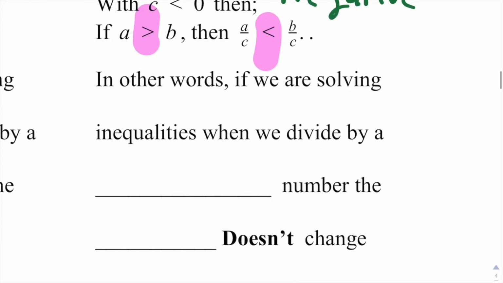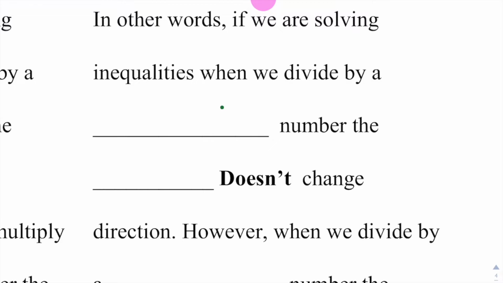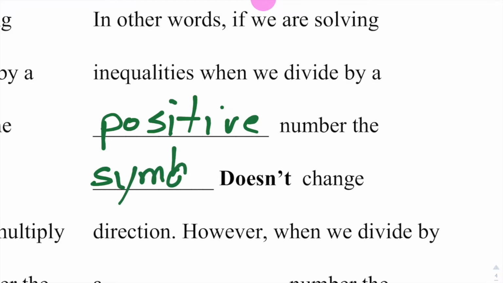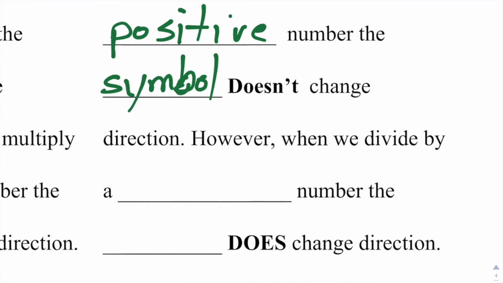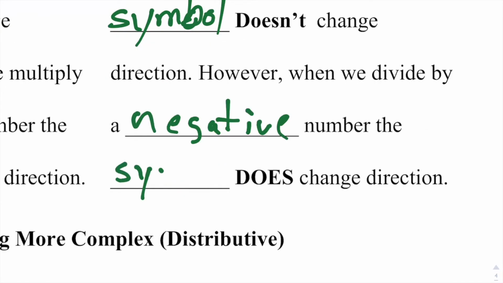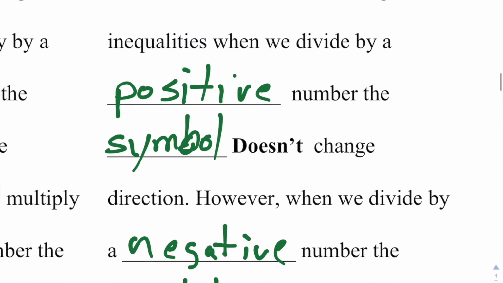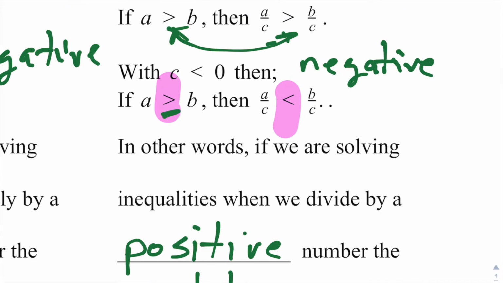So in other words, if we are solving inequalities, when we divide by a positive number, the symbol doesn't change, just like it did up there. Divided by a positive, the symbol stayed the same way here and here. However, when we divide by a negative number, the symbol does change, like we did here when we divided by the negative, because C was less than 0.